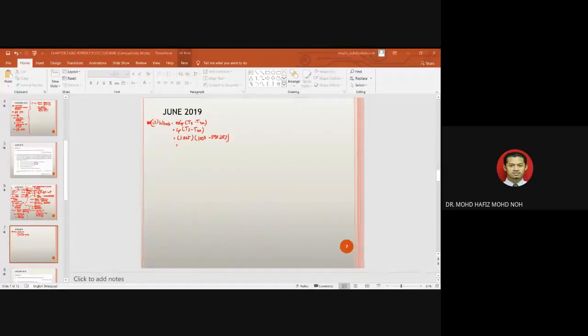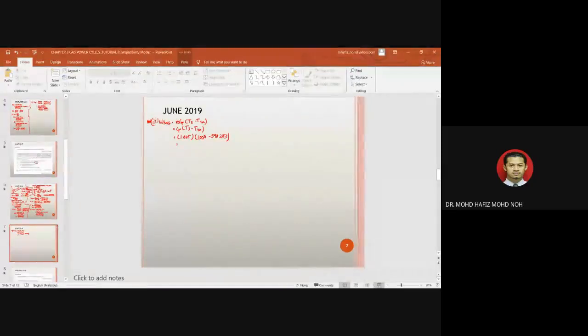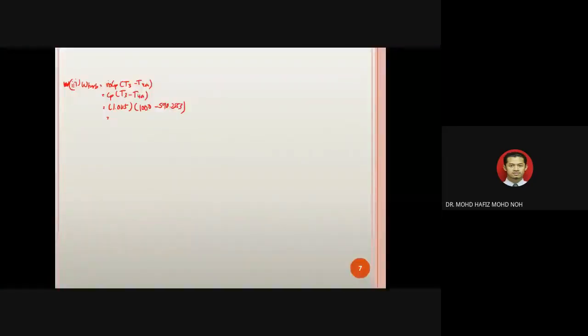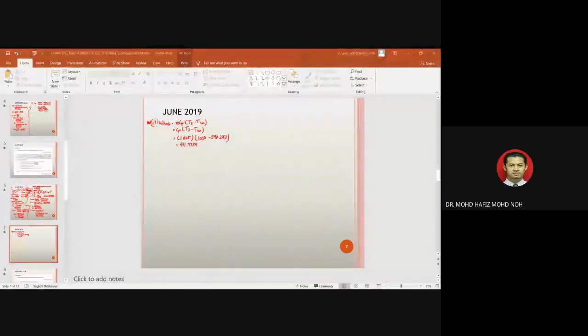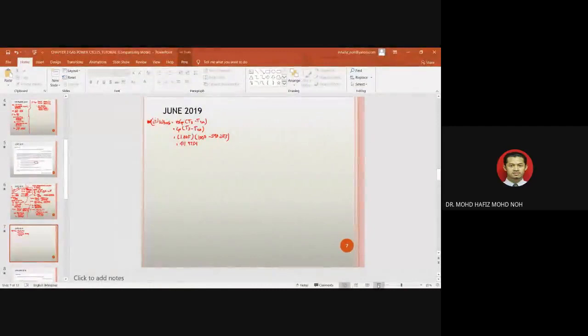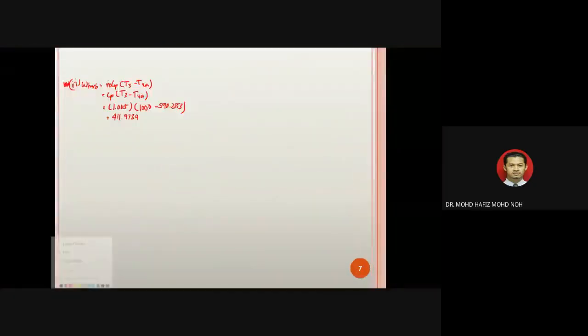411.7934. Let me check the answer. Sorry, 7934. So W turbine is 411.7934 kilojoule per kg. This is the answer.